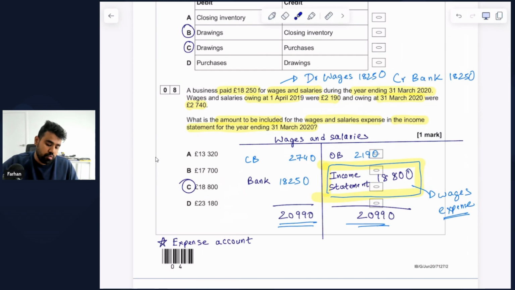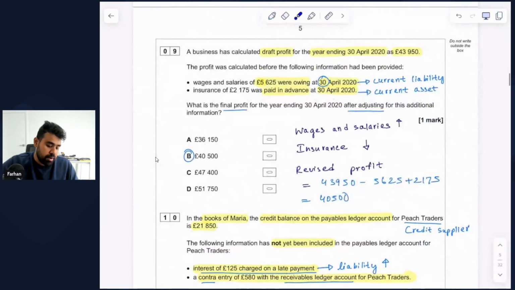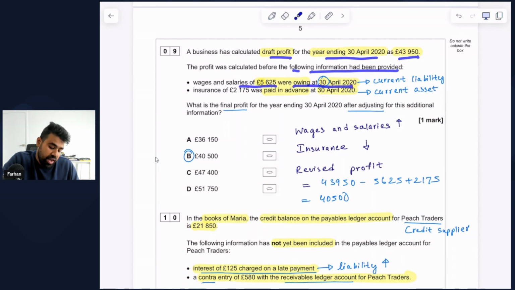All right, so let's move to question number 9. A business has calculated draft profit for the year ending 30 April 2020 as 43,950. The profit was calculated before the following information had been provided. Wages and salaries of 5,625 were owing at 30 April 2020. Because this is owing, this is what we classify as a current liability.